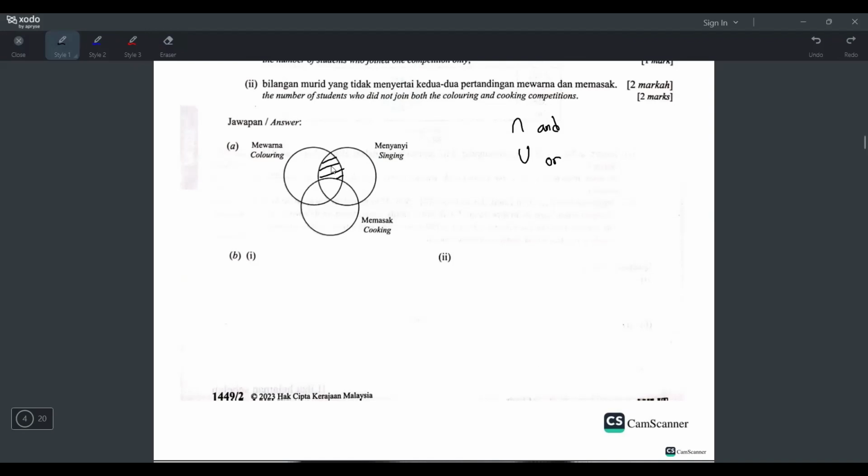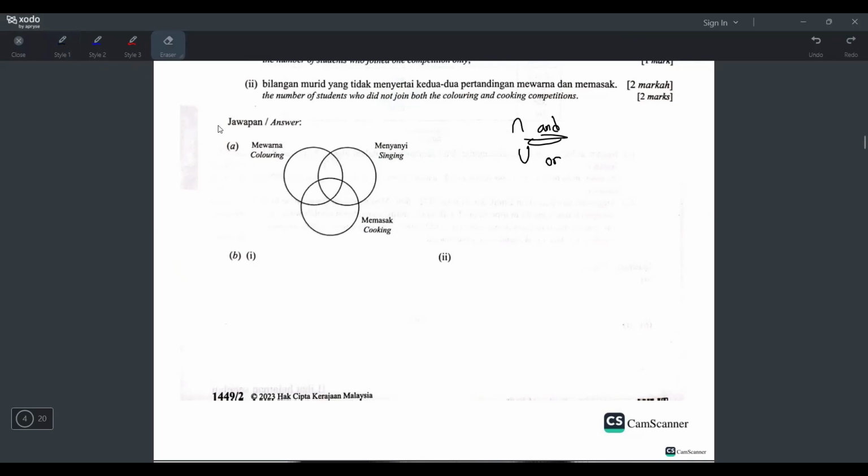Now what about this region? This region represents siapa? Coloring and singing only, because it's the intersection. And why you have to mention the word only is because dia tak ada include yang middle. Dia macam ni je. So if it's only on top like this, it is coloring and singing only. The word only is important here. But what if I shade here also? If it's like this, then it's coloring and singing. Faham?